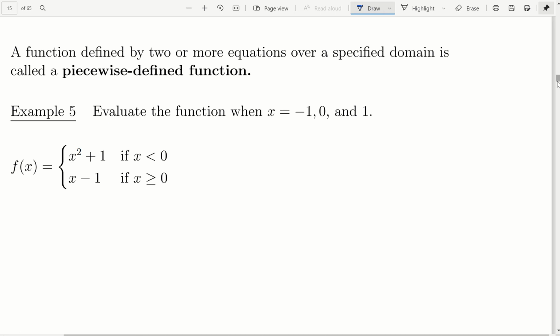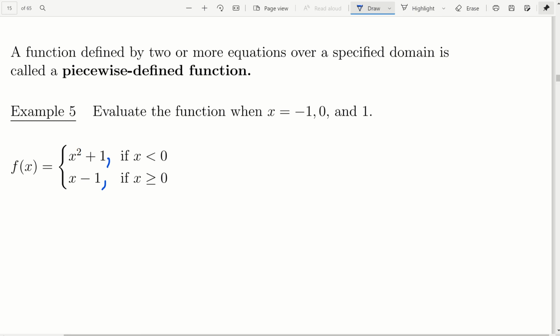Oftentimes we can have a function that's defined by more than one piece over its domain, and that's what we refer to as a piecewise defined function. Here, in example 5, we're given the function f of x, and a lot of times you'll see commas here. f of x is equal to x squared plus 1 when the input x is less than 0, and it's going to be x minus 1 if the input x is greater than or equal to 0.